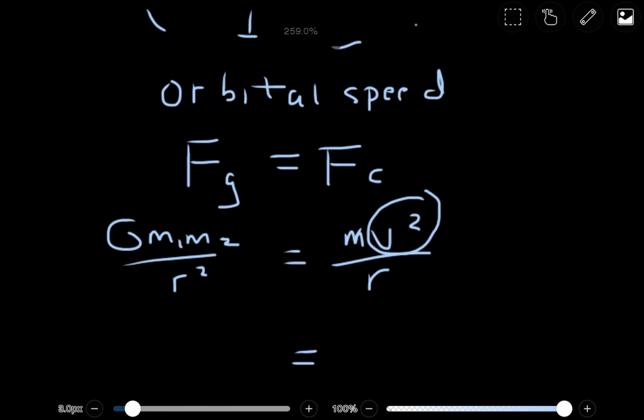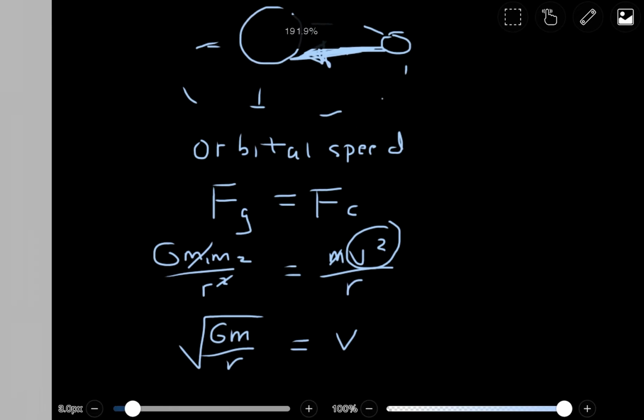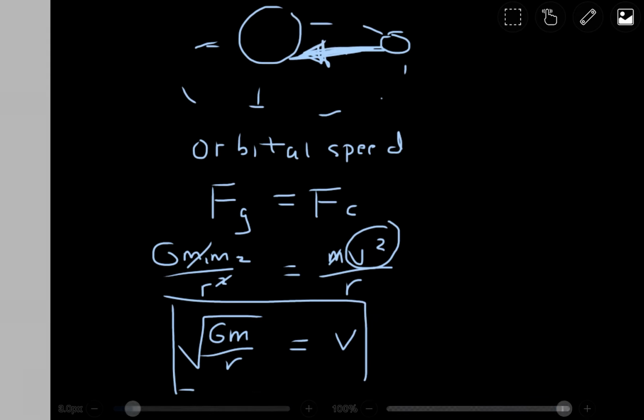isolate and do some canceling here and get this out, and then we get V equals the square root of GM over r. So there's your orbital speed.